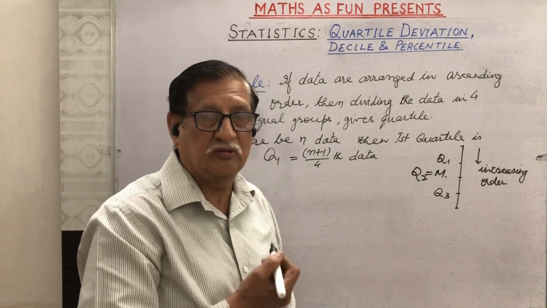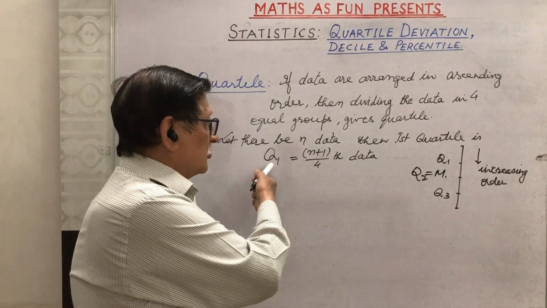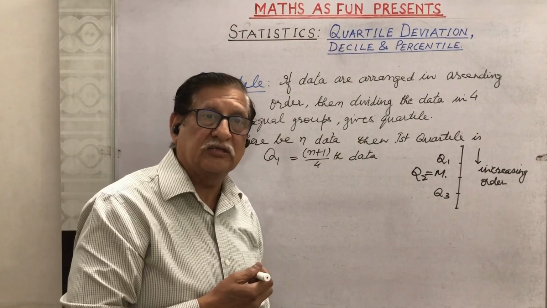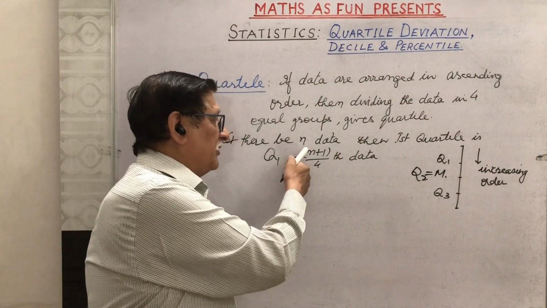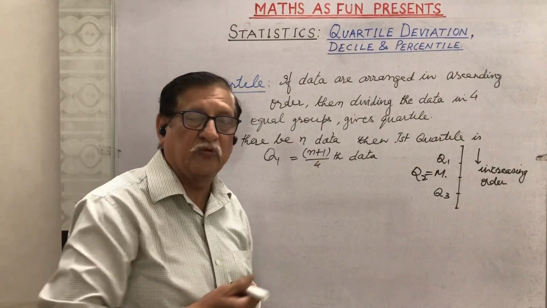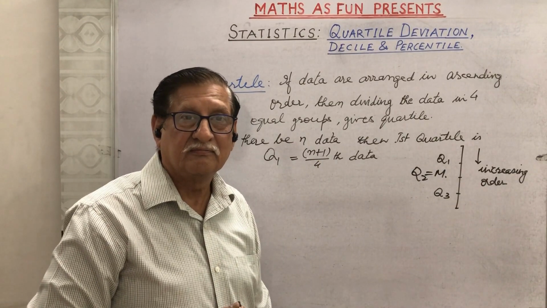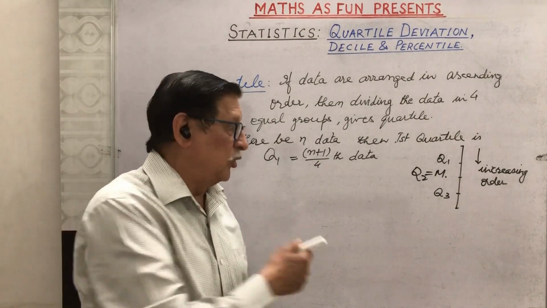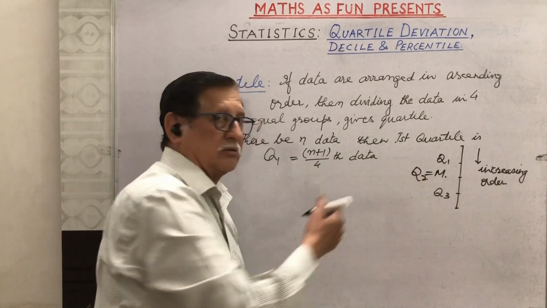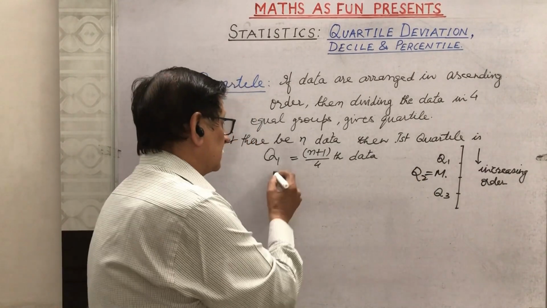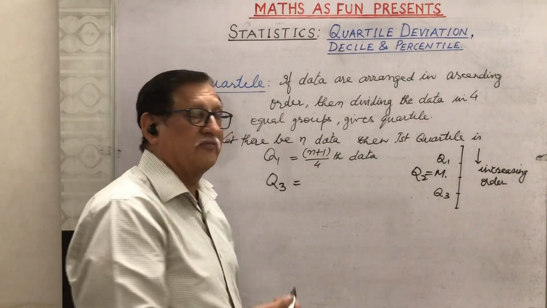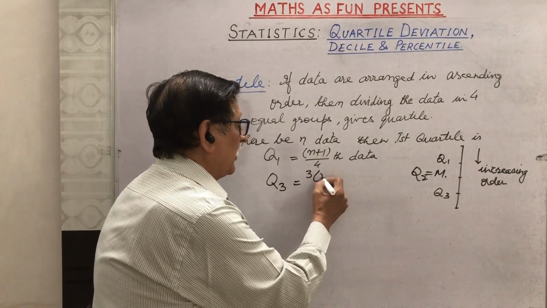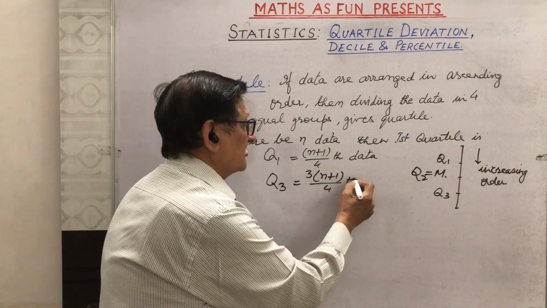How to find out Q1? When we find out Q1, suppose the total number of data is n, then Q1 will be given by (n plus 1) by 4th data. Q2, as I told you, is the median. And Q3, the third quartile, is given by 3 into (n plus 1) by 4th data.